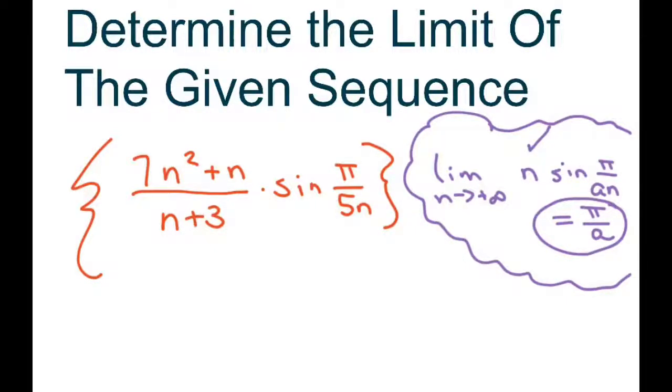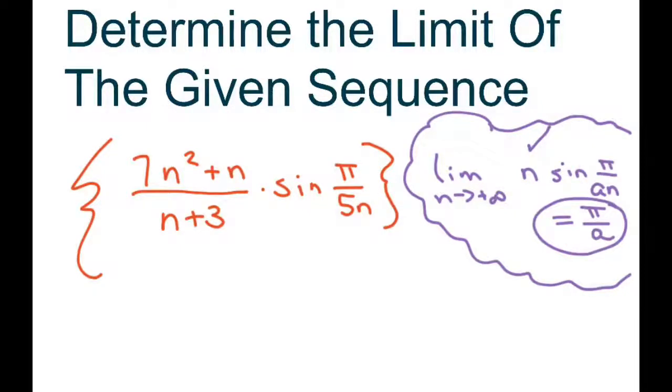When you take the limit as n approaches positive infinity of n times sine of pi over some a of n, that limit converges to pi over a. So we're going to use that fact and the techniques we used in the previous video. So we're going to get started.